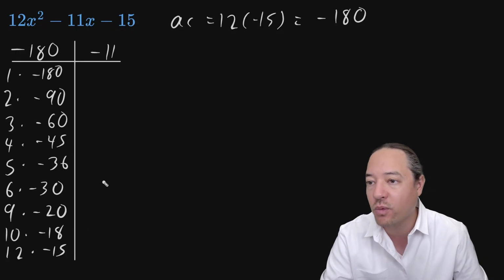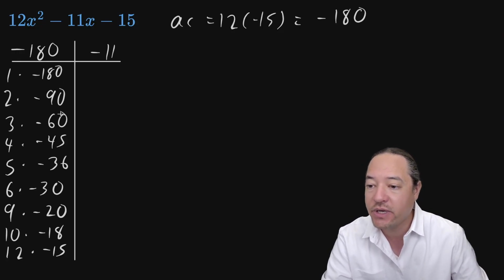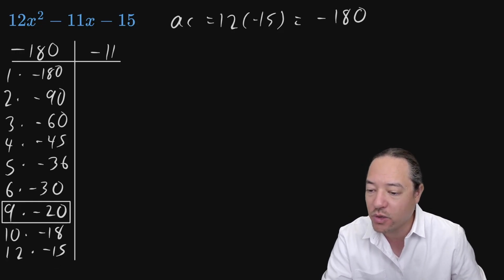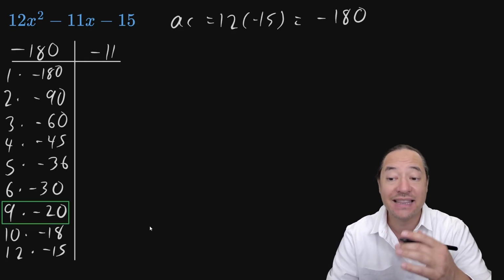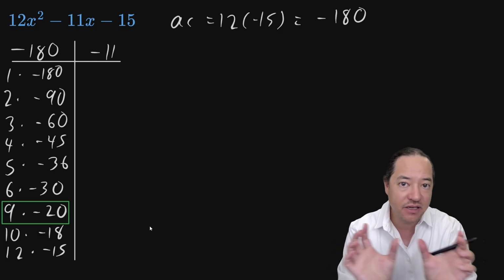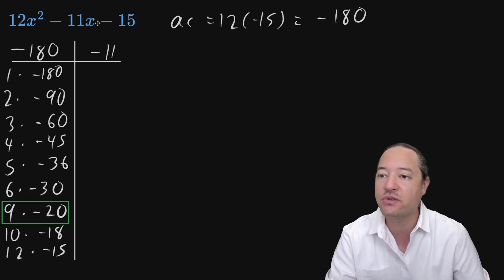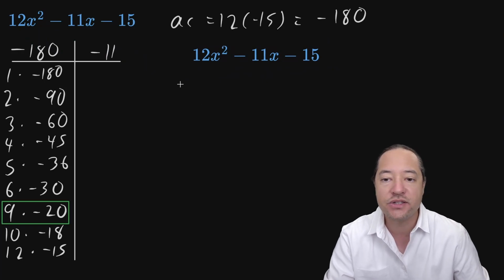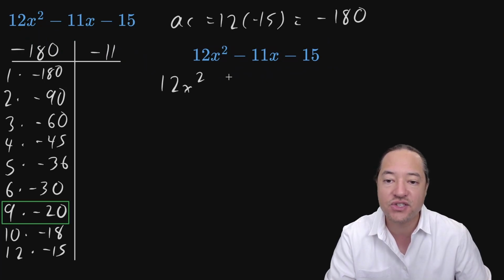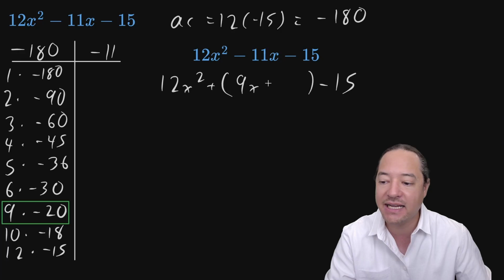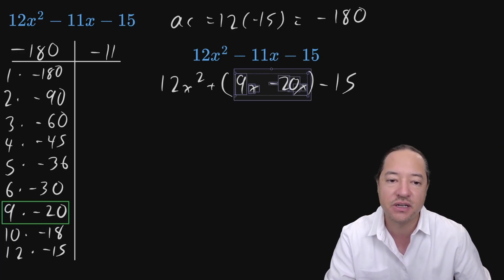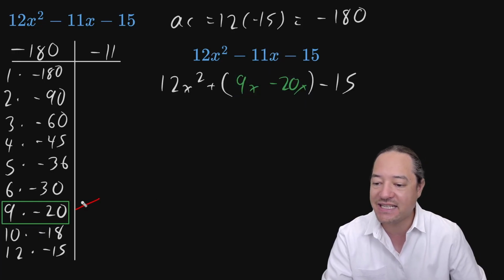We need to identify the ones that add up to negative 11. And we can go through all of these, but I think it's going to be this one, right? 9 minus 20 equals negative 11. So let's use that. I'm going to use the original AC method, the sort of factor by grouping method. So what I'm going to do is take a copy here, and we want to imagine this as becoming some 12x squared plus something minus 15. And what is this going to be in here? Well, it's going to be 9x minus 20x, right? So those are the numbers that we got from our AC factorization here.